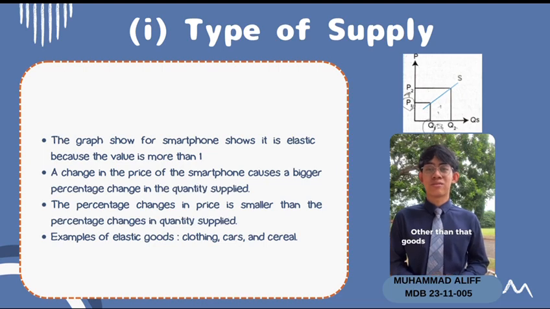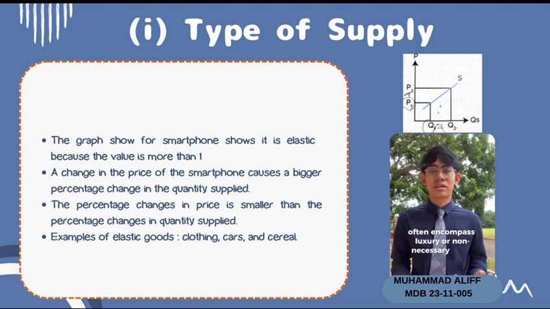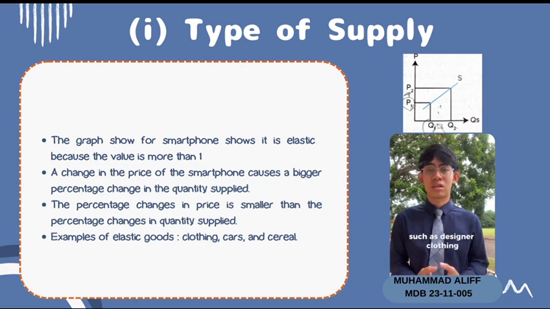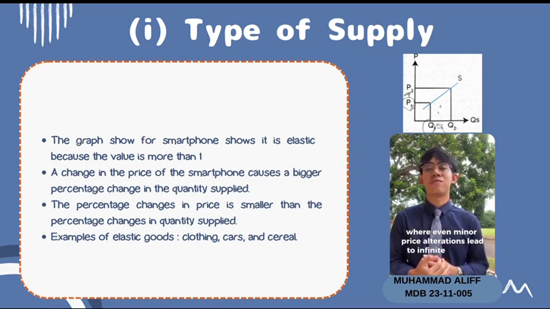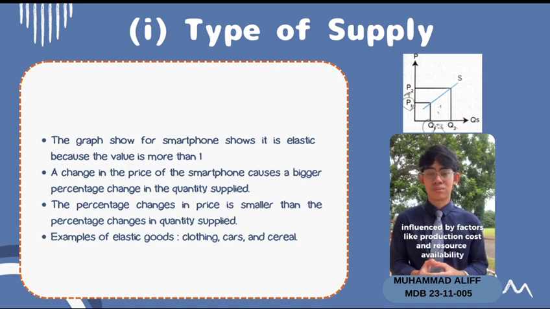Other than that, goods with relatively elastic supply, characterized by an elasticity value exceeding 1, often encompass luxury or non-necessary items such as designer clothing, jewelry, and luxury cars, while perfectly elastic supply is a theoretical notion where even minor price alteration leads to infinite quantity changes. Real-world supply curves typically slope outward. This reflects suppliers' varying responses to price shifts, influenced by factors like production cost and resource availability.